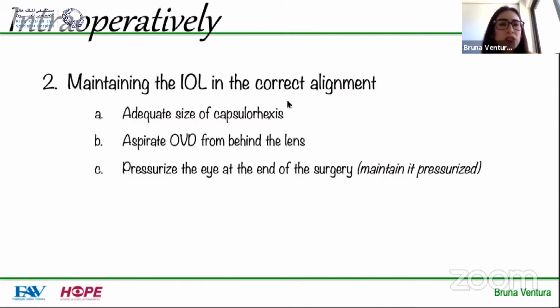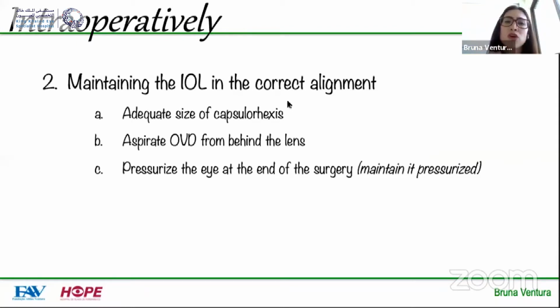A second point that's very, very important is to maintain the IOL in the correct alignment. And here I wanted to point out 3 things. So first is for us to obtain an adequate size of the capsule rhexis. That's very, very important to keep our Toric IOL exactly where we left it.